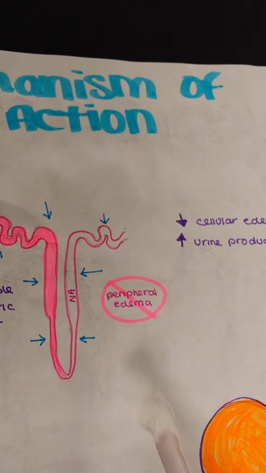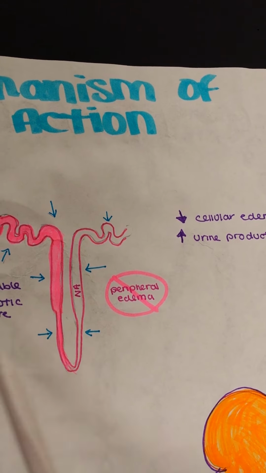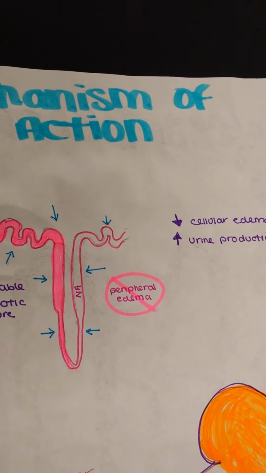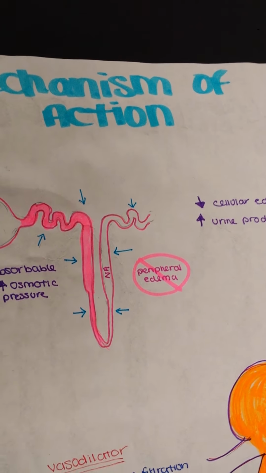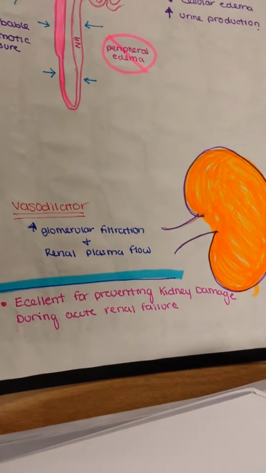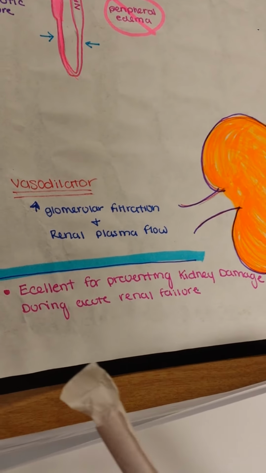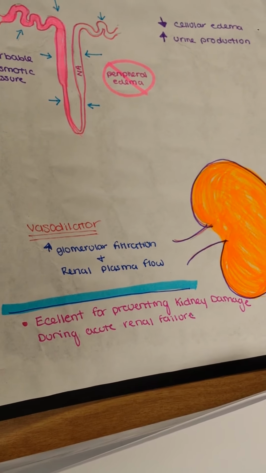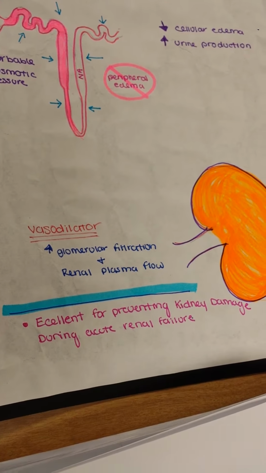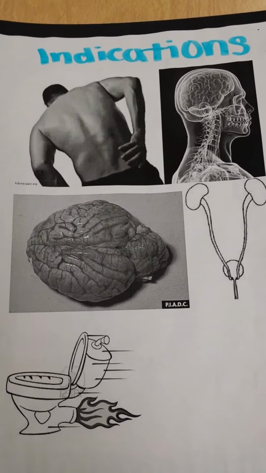It shouldn't be used in peripheral edema, however, because it doesn't excrete enough sodium. That's why there's only one sodium in there, so you can see that not enough is being excreted by the tubules. It's also a vasodilator. It increases glomerular filtration and renal plasma flow. This makes it excellent for preventing kidney damage during acute renal failure.